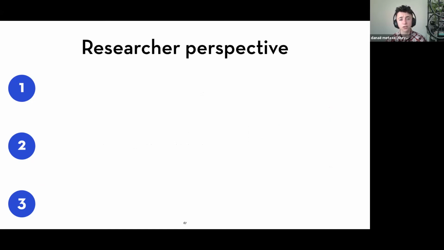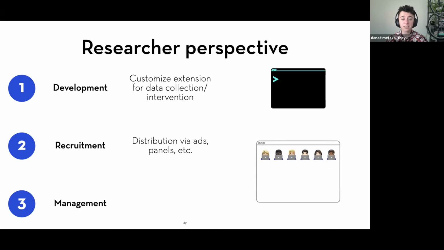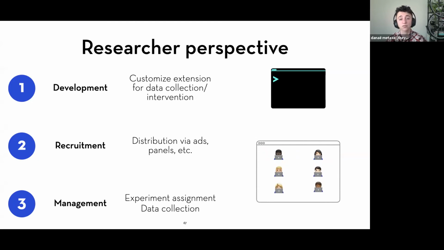From the perspective of the researcher, using Intervenor involves development, recruitment, and management. So during development, rather than build this whole infrastructure from scratch, the bar for entry is lower. Researchers just need to be able to edit the existing code to collect the specific data they're interested in and deploy their own interventions. Next, they can generate participant codes to allow users to sign up, distributing them through ads, survey panels, crowdsourcing platforms, and wherever else they're getting their participants from. And finally, during the experiment management phase, they can do things like randomly assign participants to different experimental conditions and collect and analyze the resulting data.